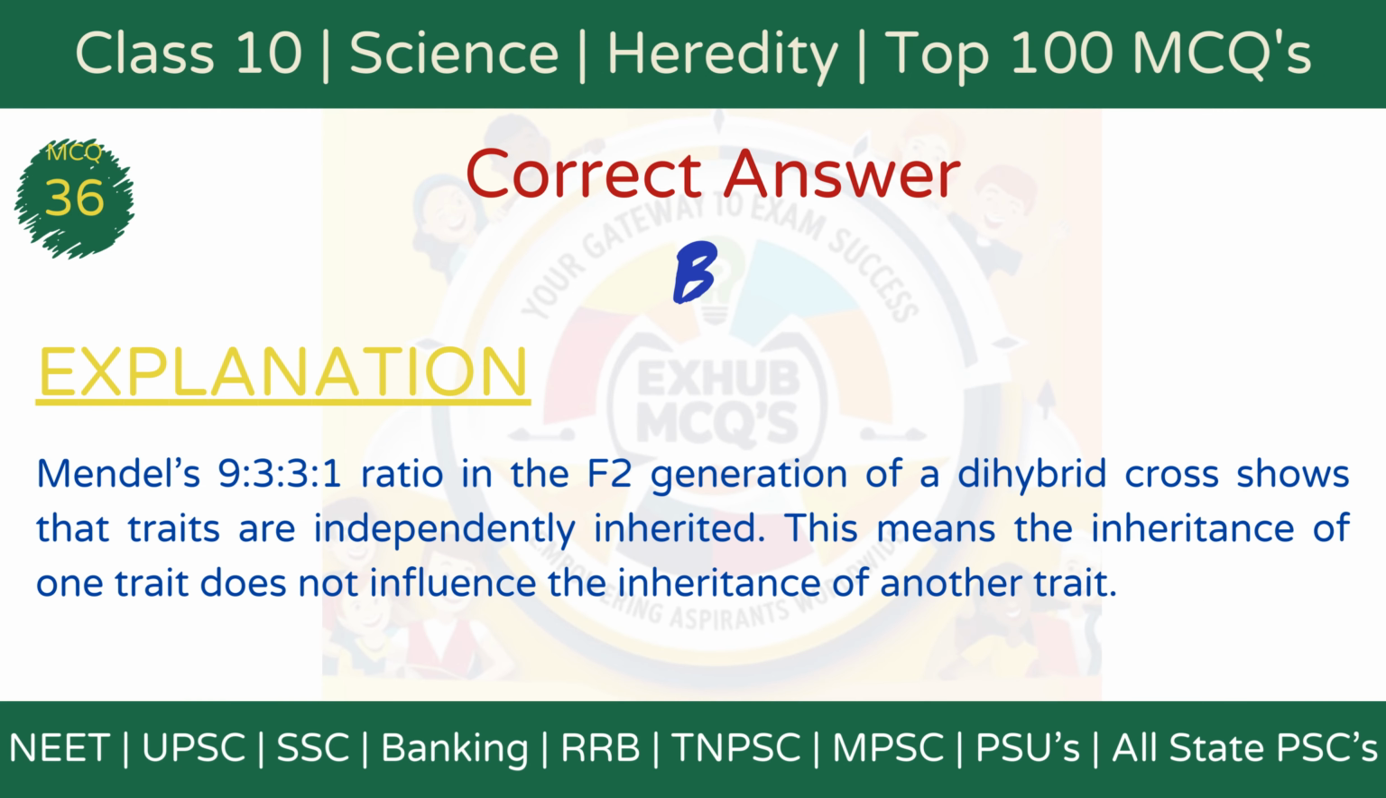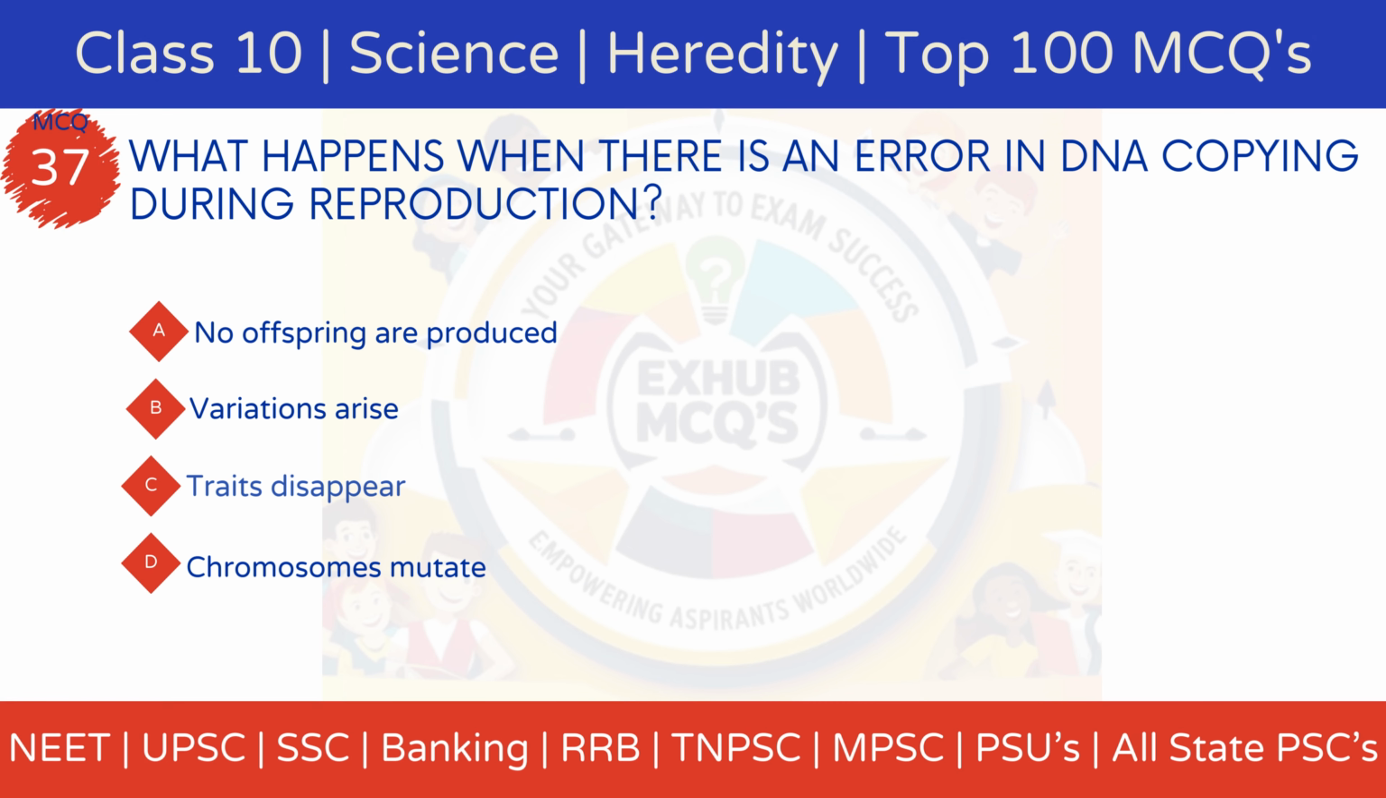The correct answer is option B, traits are independently inherited. Explanation. Mendel's 9:1 ratio in the F2 generation of a dihybrid cross shows that traits are independently inherited. This means the inheritance of one trait does not influence the inheritance of another trait. 37. What happens when there is an error in DNA copying during reproduction?